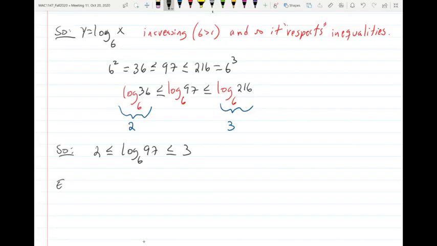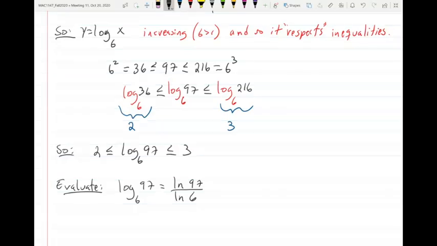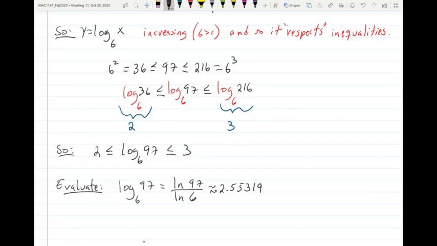All right, so now let us actually evaluate this. To evaluate, we're going to use a calculator. Since my calculator does not allow me to put base 6, I'm going to change bases. So I'm going to calculate this as ln of 97 divided by ln of 6. Okay, so try it on your own. Let's see what we get. And indeed, we get 2.55319, etc. Keeps on going that way.